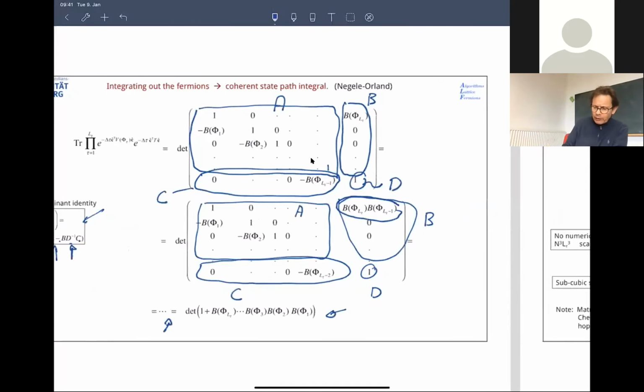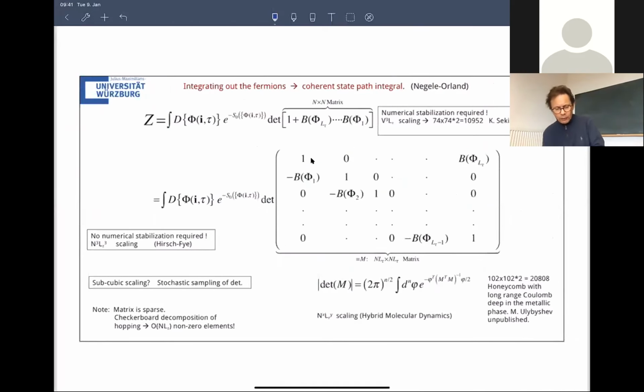Good. So now we're done. We can formulate our partition function in different ways, right? That's actually pretty interesting. One thing we can do, I'll put my S0 back in. This Z, the partition function, is an integral over all my fields phi, and I have my bare action S0, which we discussed yesterday, and then the determinant over all these B matrices.